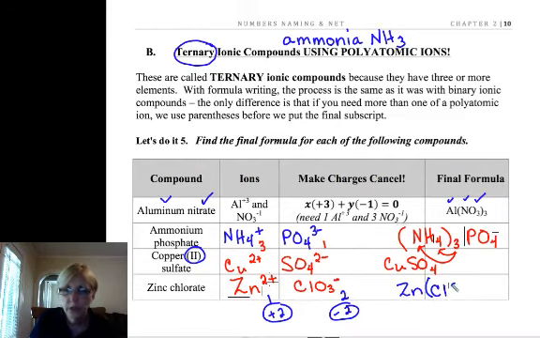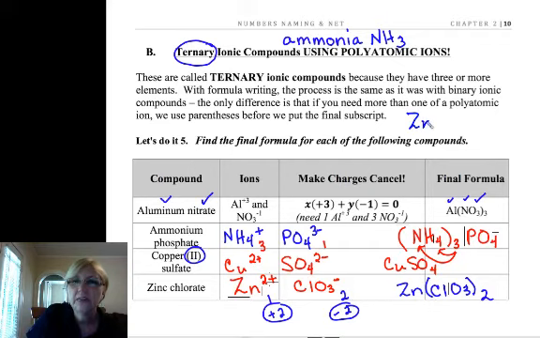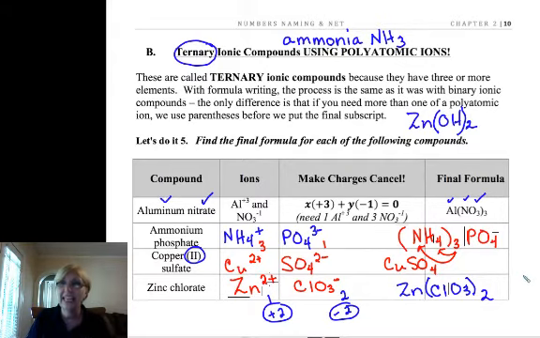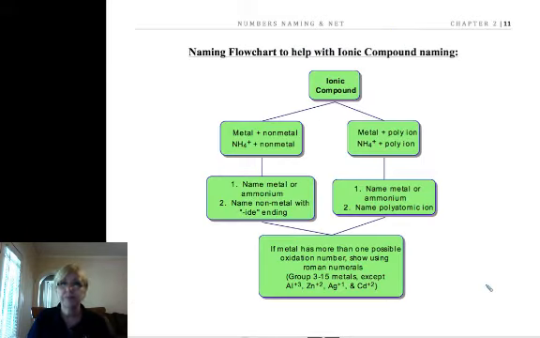If you have more than one of a polyatomic, you must put that parentheses. I can't tell you how many times I've seen people do zinc hydroxide this way, and that's not zinc hydroxide. That too applies to the oxygen and the hydrogen, and you won't get it right. So be very, very careful.